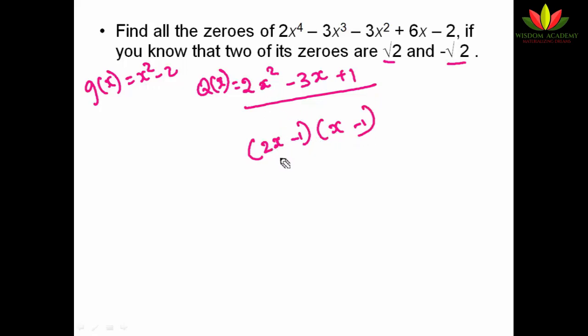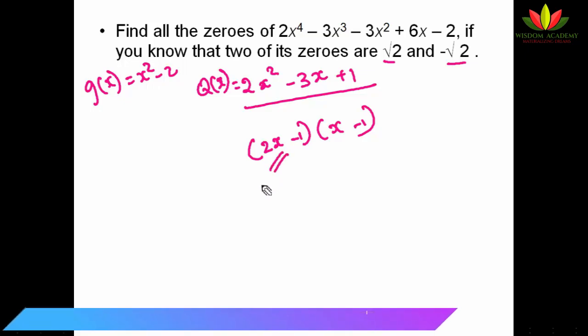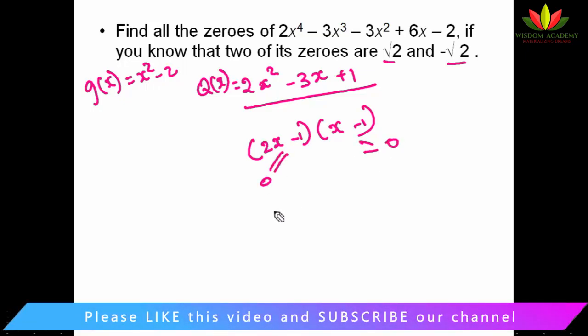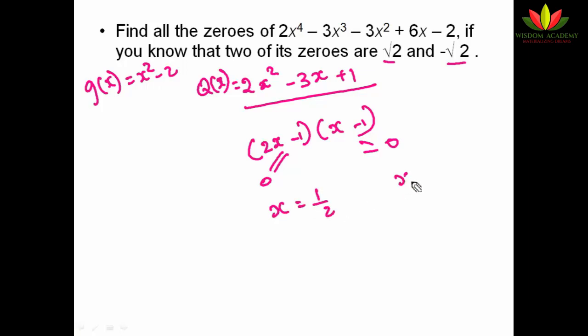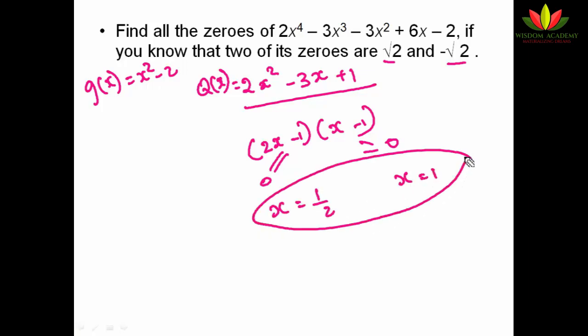They asked for zeros, not the factors. So this equal to 0 and this equal to 0 will result in x equal to 1 by 2 and x equal to 1. So these are the other 2 zeros, because the polynomial has 4 zeros. They gave 2 zeros. By dividing, using the quotient, I found the other 2 zeros also.